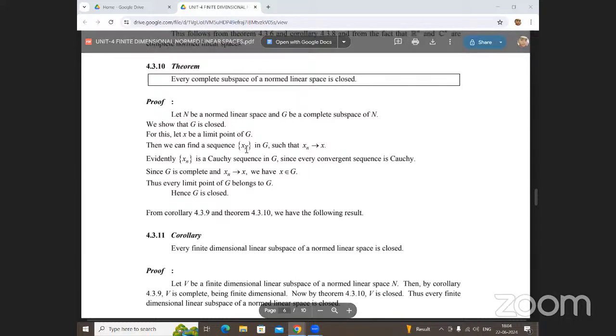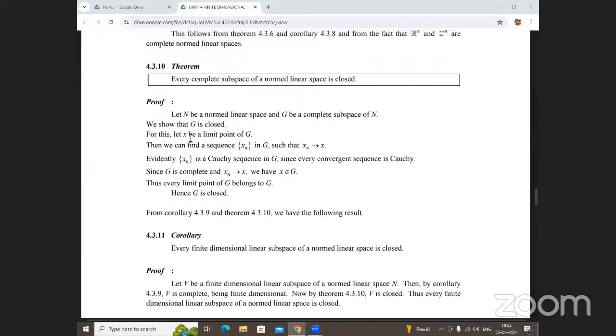So that's why it is represented as Xn converges to X. It is read as Xn approaches X, which means Xn converges to X. Okay, that is the study purpose. Now, in the same manner, Xn is a Cauchy sequence in capital G.